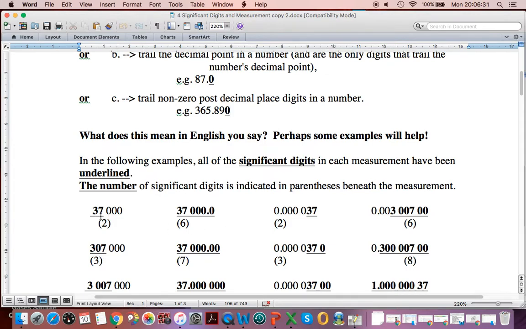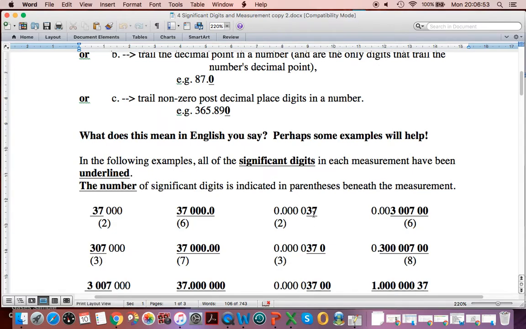This would be 3.7 times 10 to the 4. So 3.7, that's only 2 digits, 2 sig figs. The 10 to the 4, these things are just placeholders to get it there. Here we would write 3.70000 times 10 to the 4. And that's why we have 6 sig figs.